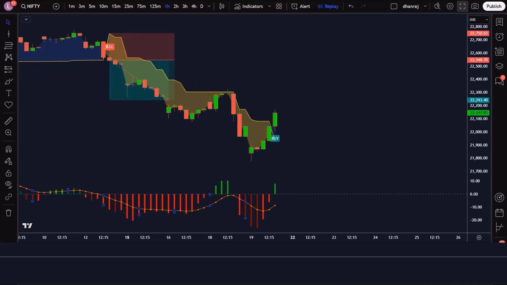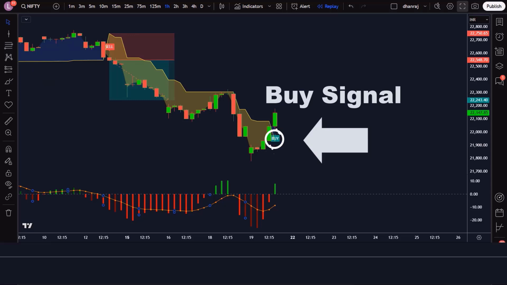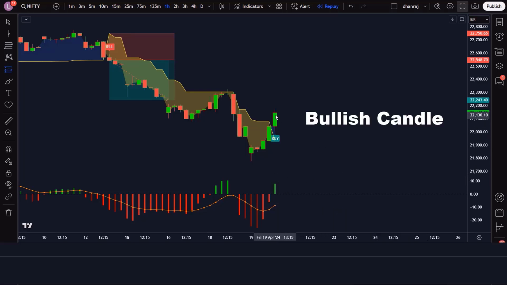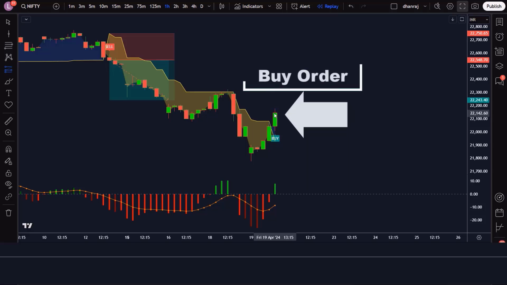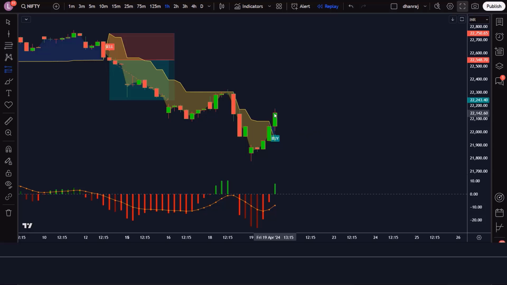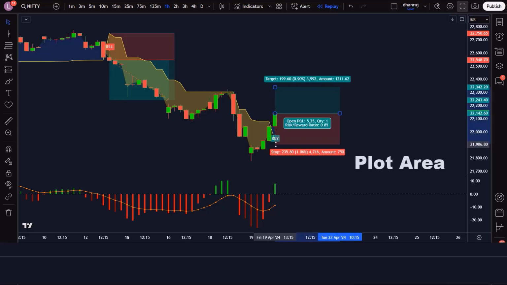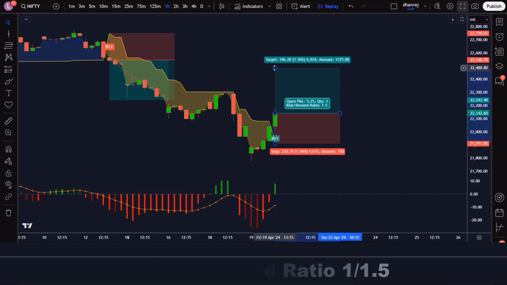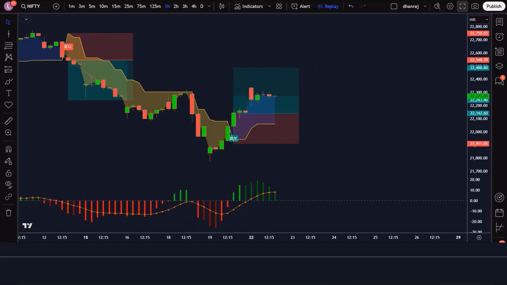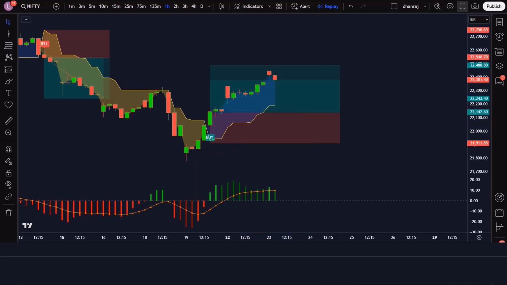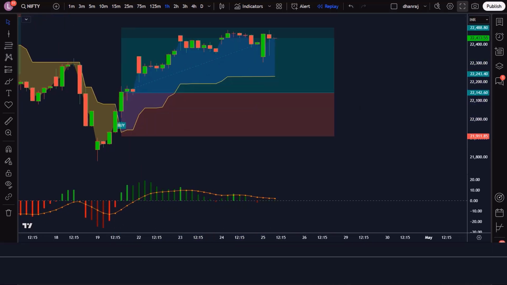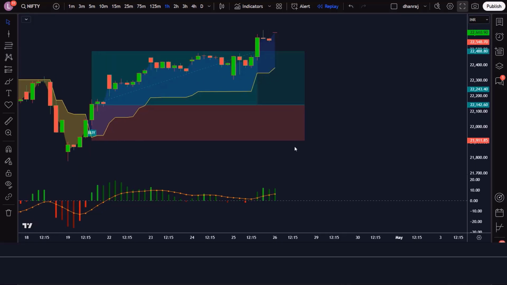We have got the signal. Here the Twin Range Filter Visualized indicator gives us a buy signal. Here the Tricks Histogram is green. Here the market has made a bullish candle to give confirmation. So all our conditions are being fulfilled, so we are placing an order to buy. Our stop loss is to be placed at the yellow of the plot area, and the risk to reward ratio will be 1:1.5. Let's see what happens to our trade. Our trade is running in profit. We have won the trade. Let's find the next trade.